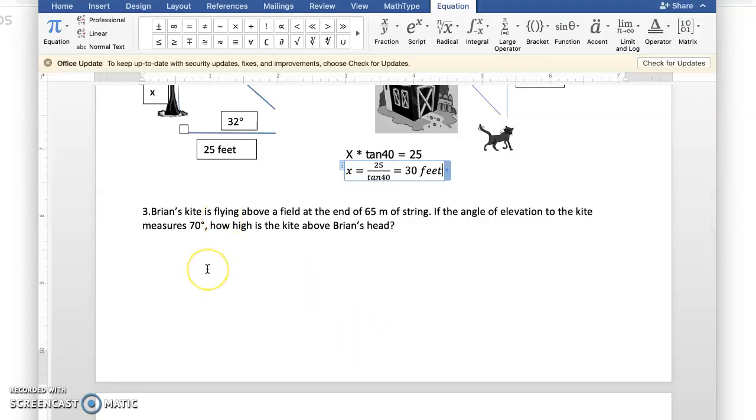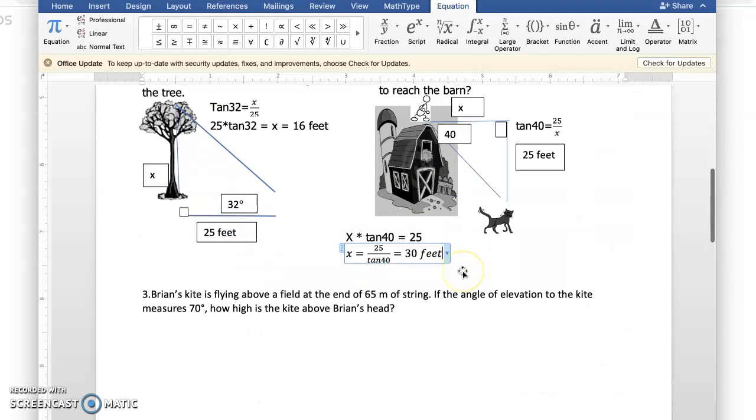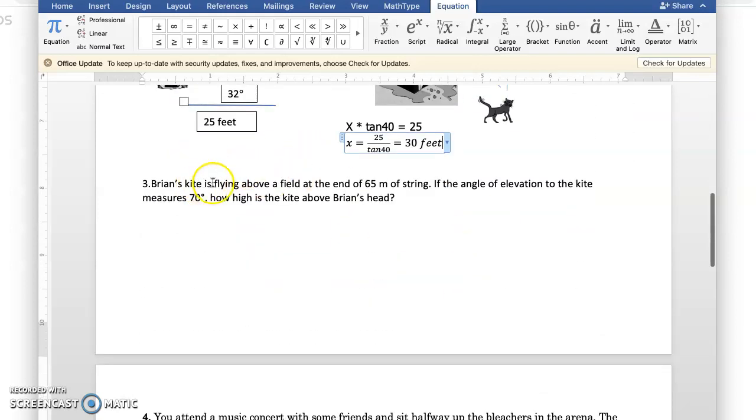So for example 3, it says Brian's kite is flying above a field at the end of a 65-meter string. If the angle of elevation to the kite measures 70 degrees, how high is the kite above Brian's head? So I know I'm going to be using something that looks like this triangle up here, but I have to think, what does it mean for the kite to be flying at the end of a 65-meter string look like?